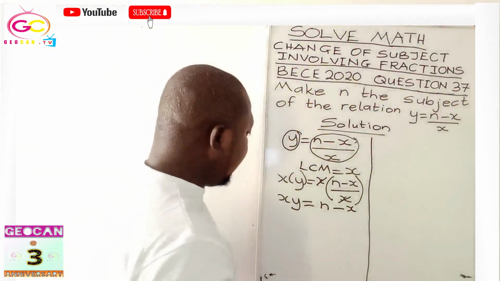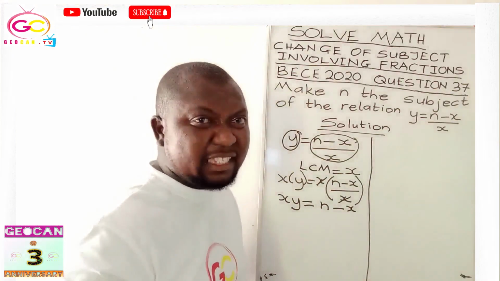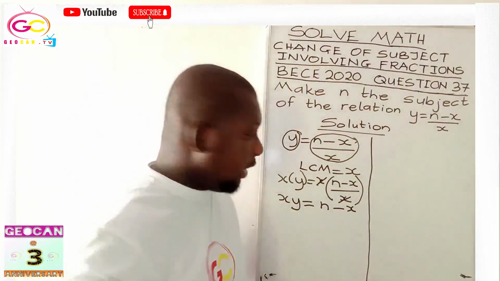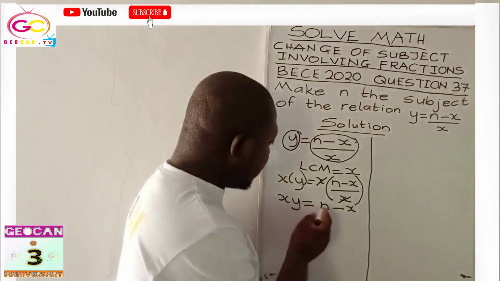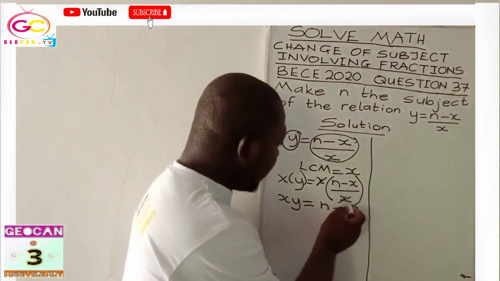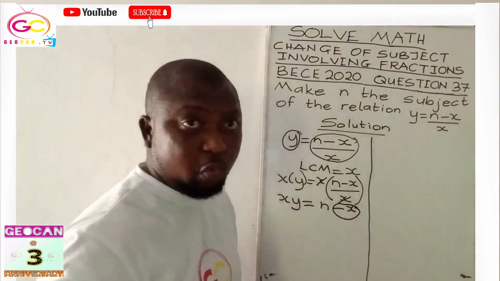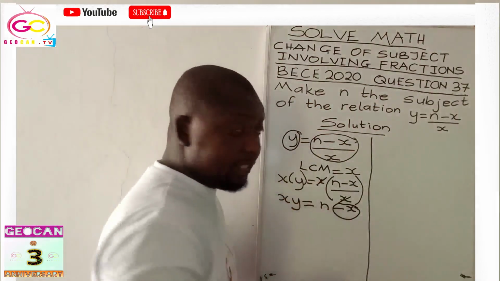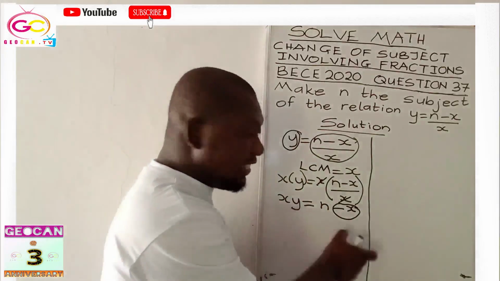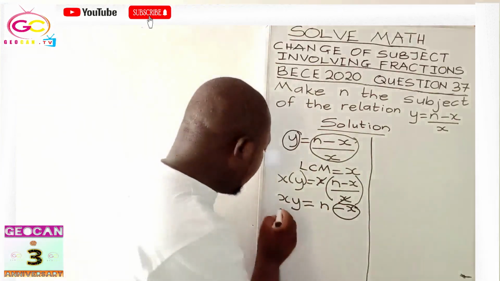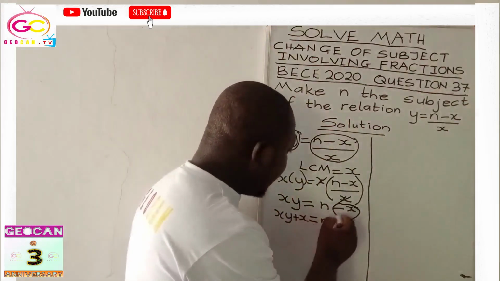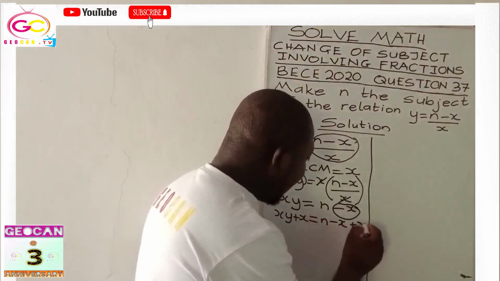Okay, good. Now, what are we told to do to make n the subject? Please remember, meaning practically n should stand alone. Okay, good. Now, what do we have here? xy is equal to n minus x. That's minus x closer to what? n. So in order to eliminate or get rid of this negative x, we have to add x to both sides of the equation. So we do this. xy plus x is equal to n minus x plus x.